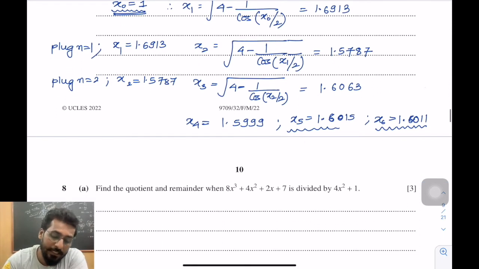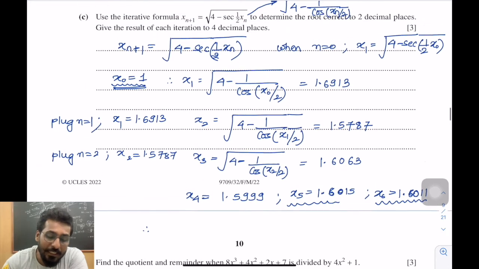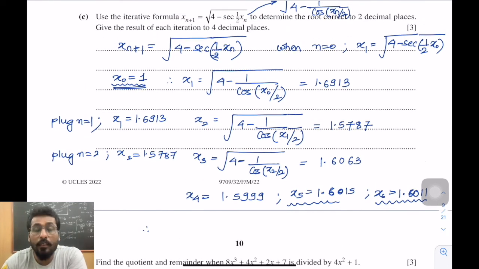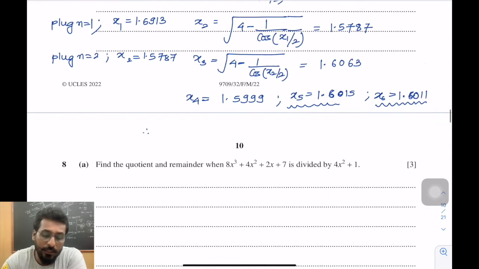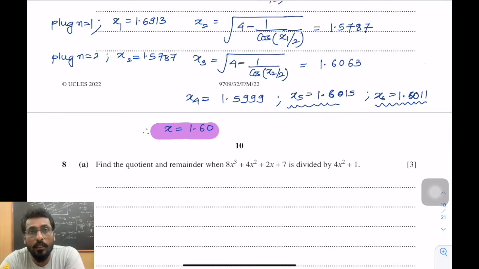So therefore, I can say the root is how much? The root needs to be written up to two decimal places, right? So two decimal places, 1.60. So therefore, I can say x is 1.60. That's your answer, students. This is how the question needs to be solved.